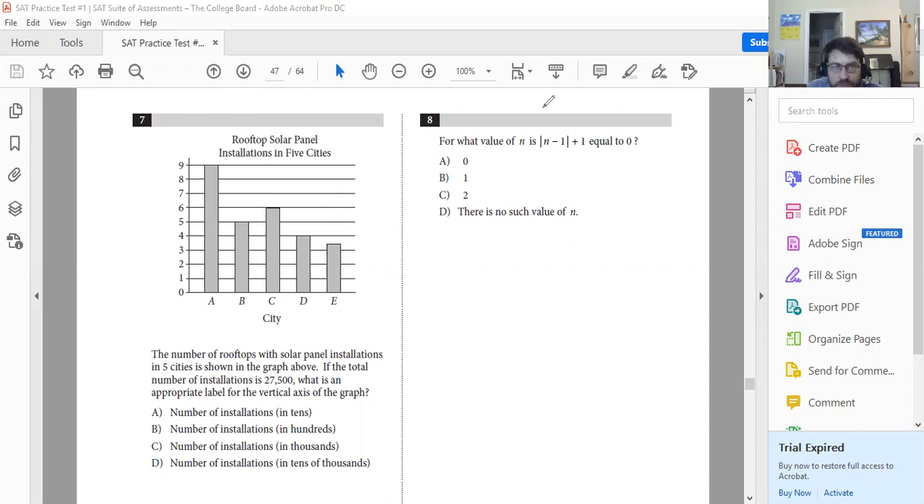Number 8. For what value of n is the absolute value of n minus 1, plus 1, equal to 0? Well, the absolute value has to be greater than or equal to 0. And then we add 1 to it. And when is that equal to 0? Well, that will be never. So that will be our option D.